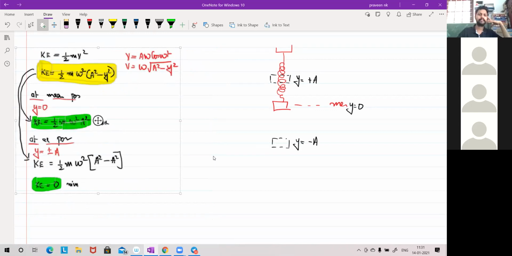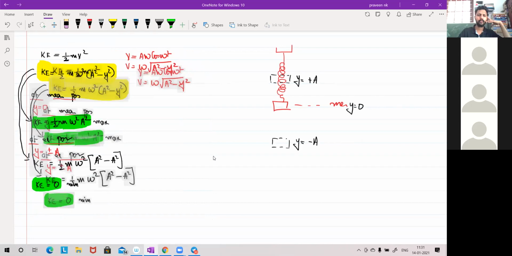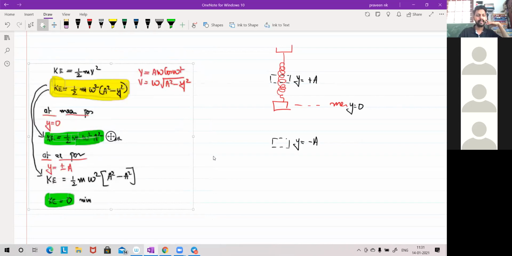For any latecomers, we are speaking about the energy of a simple harmonic motion. A simple harmonic motion will have kinetic energy and potential energy. The general expression for kinetic energy is half m v square. Since v is equal to omega root a square minus y square is the expression for velocity, we use it in this equation. That is the equation for kinetic energy.